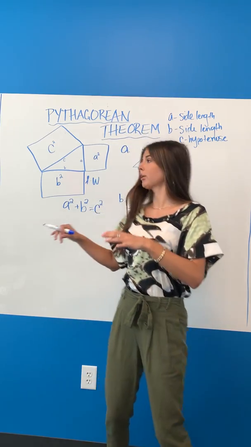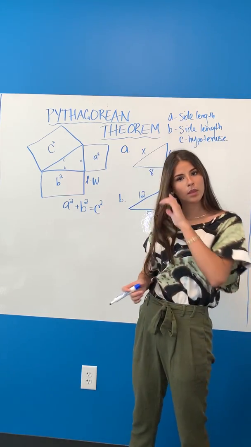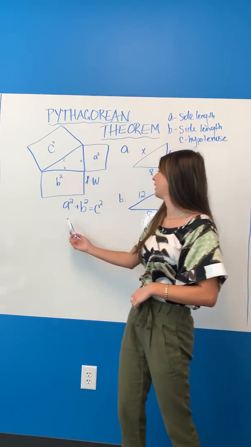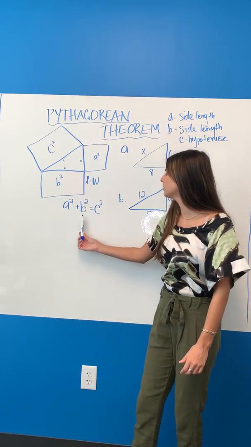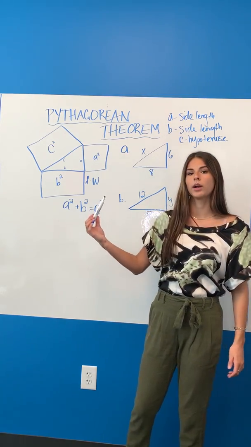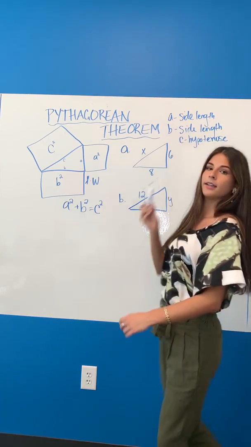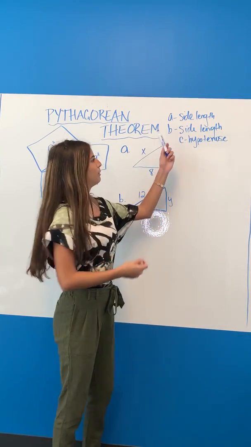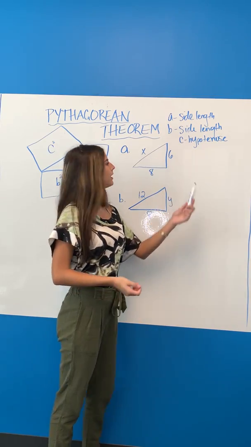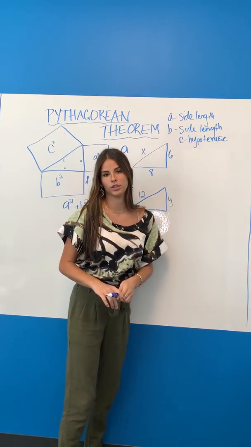And the first one that I'm going to talk about is the Pythagorean theorem. The Pythagorean theorem is defined as a squared plus b squared is equal to c squared. In this formula, a is equal to the side length of this side, b is equal to the other side length, and c is equal to the hypotenuse.